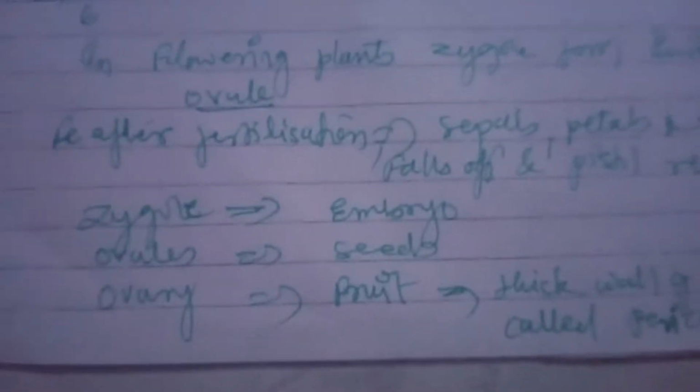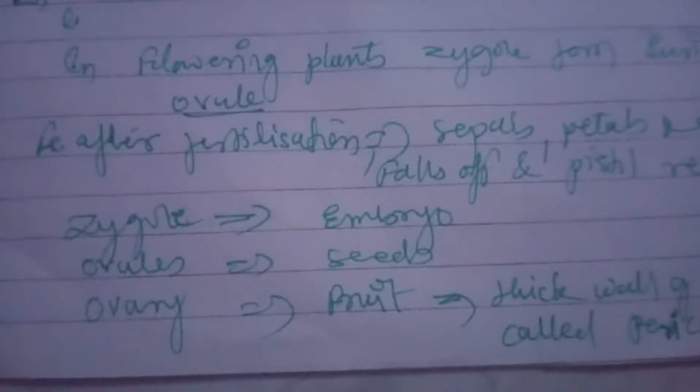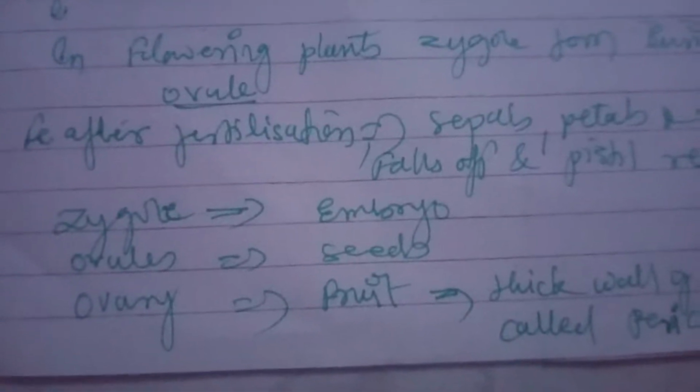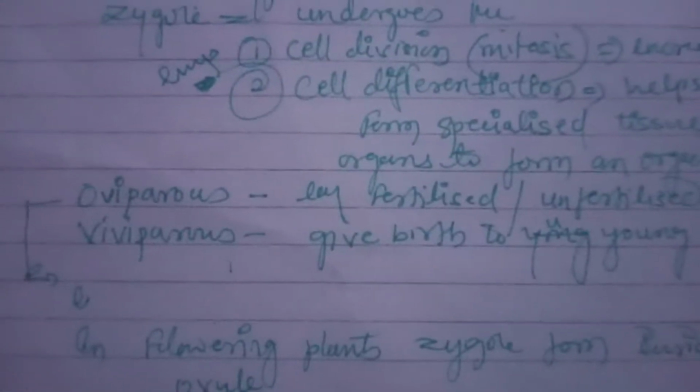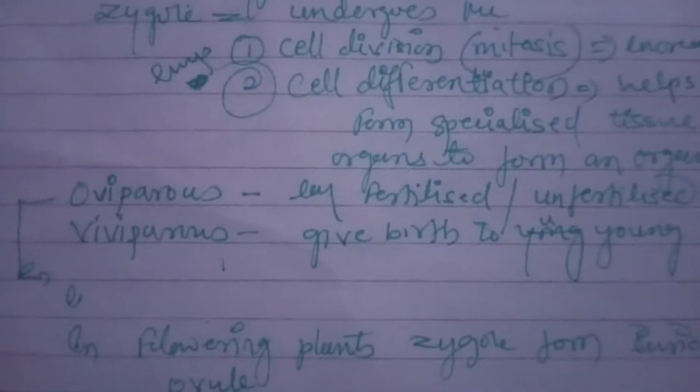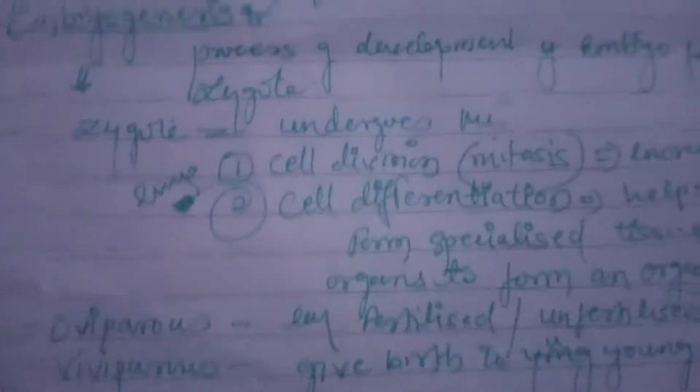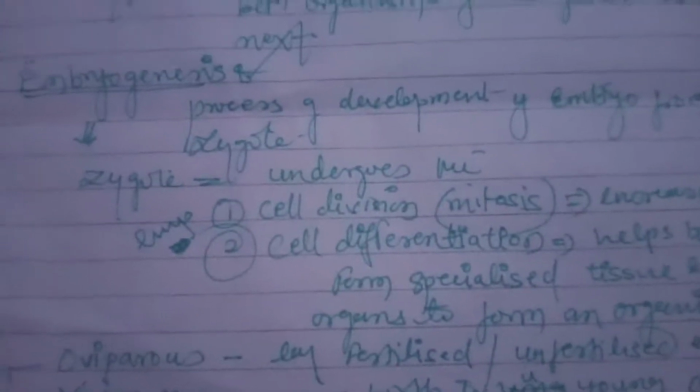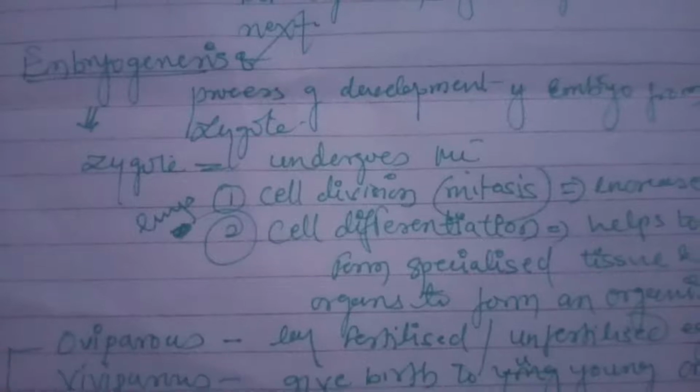They ask this as a mass question. Zygote is developed into the embryo, ovules are developed into seed, ovary is developed into fruit. So these are the things. Define oviparous, viviparous, give an example for the oviparous, viviparous. Then what are the important events that take place in embryogenesis, in the sense cell division and cell differentiation.